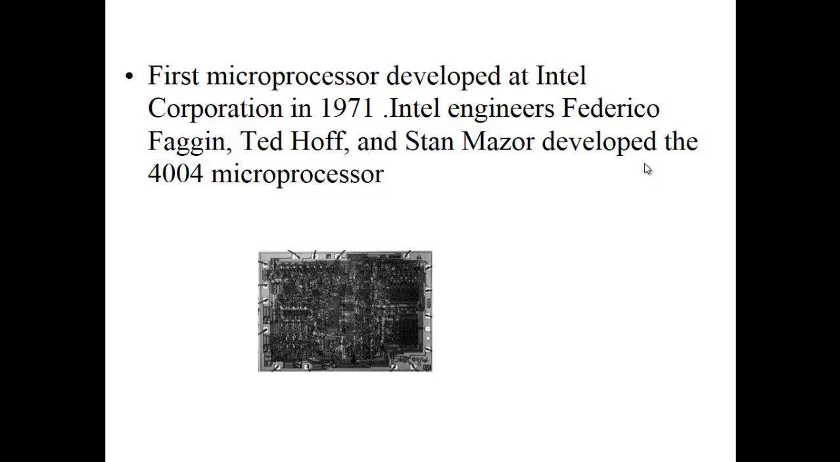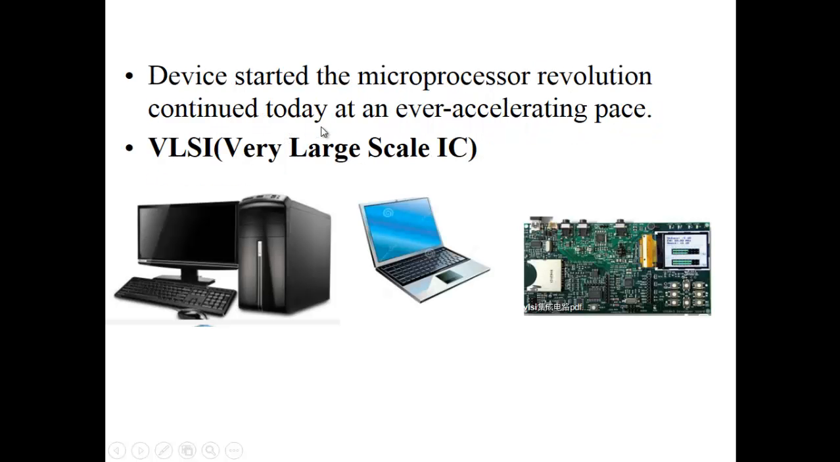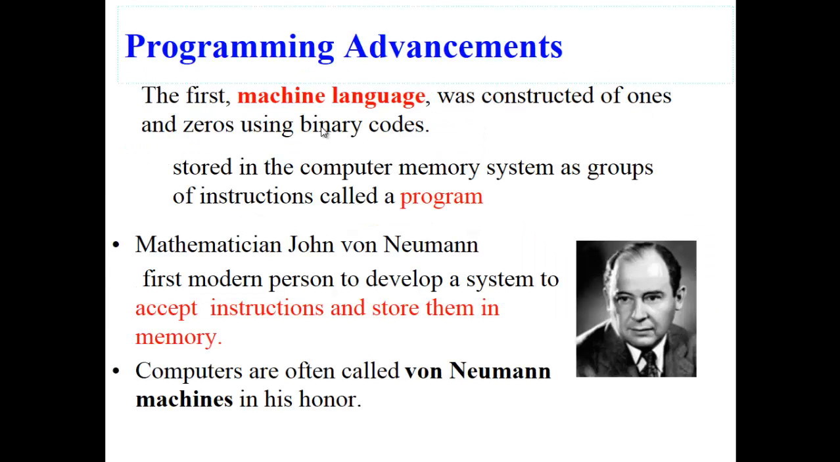Now, the first microprocessor was developed at Intel Corporation in 1971. The 4004 microprocessor is the first microprocessor. This is a 4-bit microprocessor developed at Intel Corporation in 1971. And after that, many other microprocessors were developed. You can see. Next, let's discuss something about the program advancements.